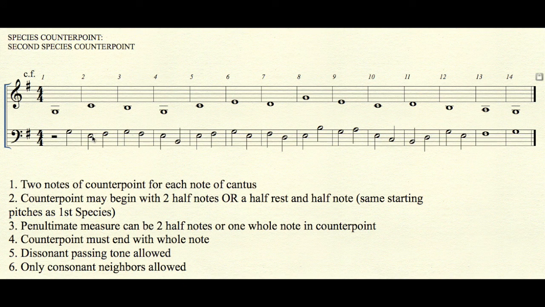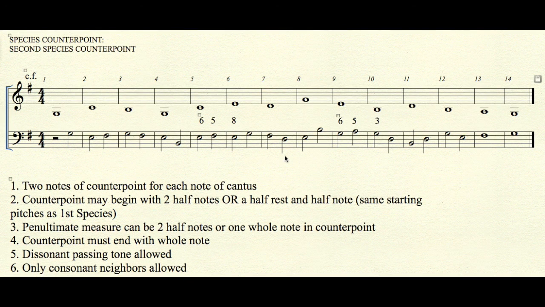Moving here in measure 2, we have a consonant sixth on the downbeat, followed by a fifth on the weak beat. But if you check the key signature, you'll discover that this is a diminished fifth. So this is a dissonant passing tone as well. Dissonant passing tones allowed on the weak beat only.